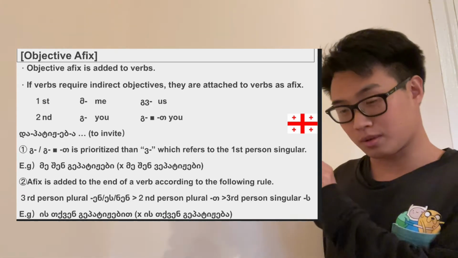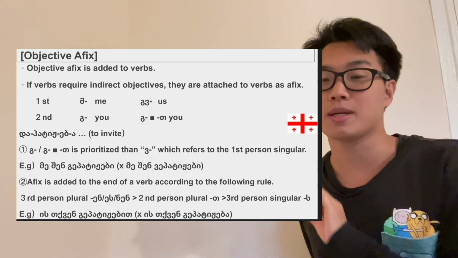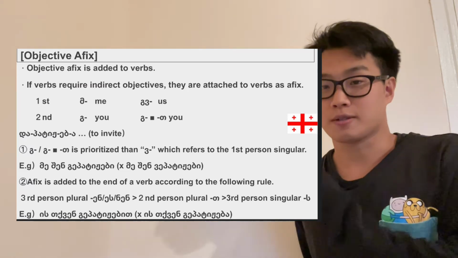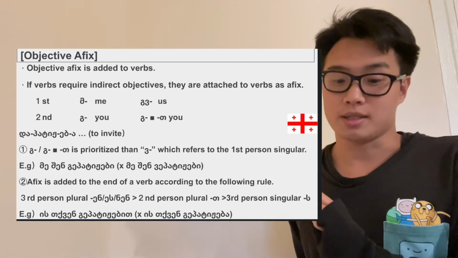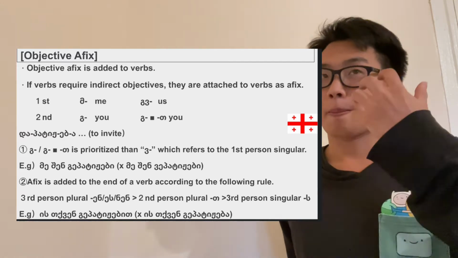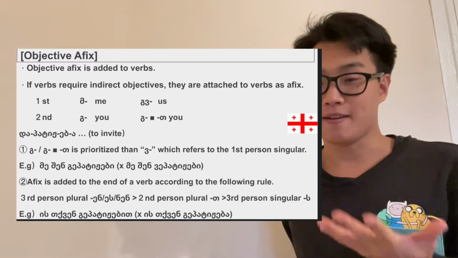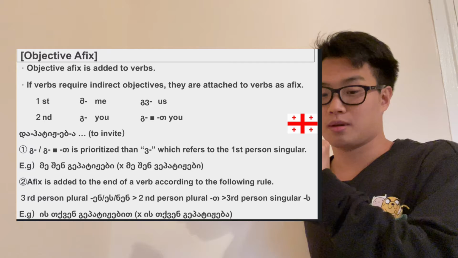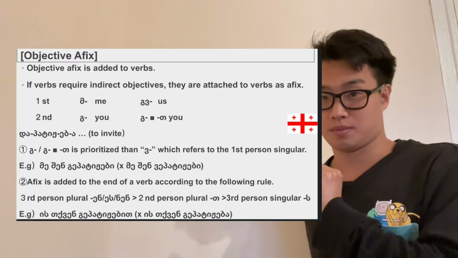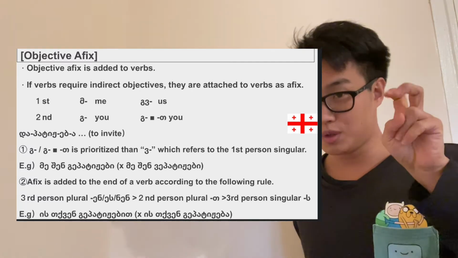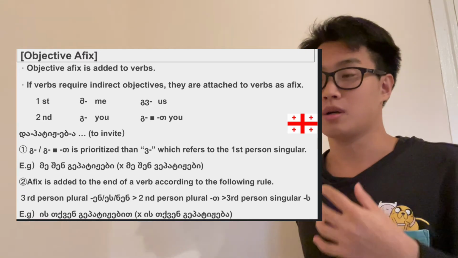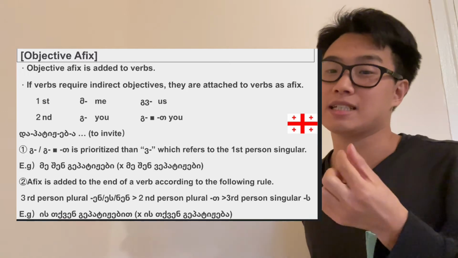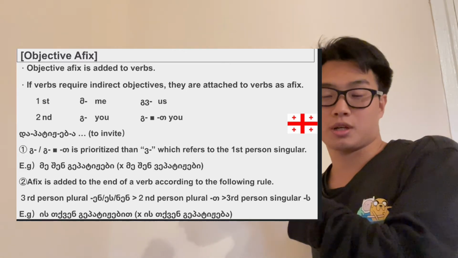Dapatyževa in the middle here. Dapatyževa means invite. Using this verb, I'm going to explain what it is. For example, I invite you. In this case, I have to use the objective affix g, because you is the object here. So me shen ge patyževi. This g is the actual objective affix.